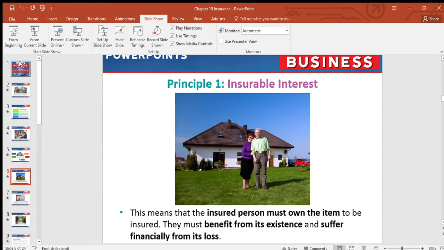First one is insurable interest. So insurable interest means that the insured person must own the item to be insured. They must benefit from its existence and suffer financially from its loss. And that's quite important. This is the most commonly asked principle. Basically, the idea is that in order to get something insured, you need to own it. And not only do you need to own it, you must have some form of benefit from owning the item, and if you were to lose it or damage it, you must suffer in some way financially.